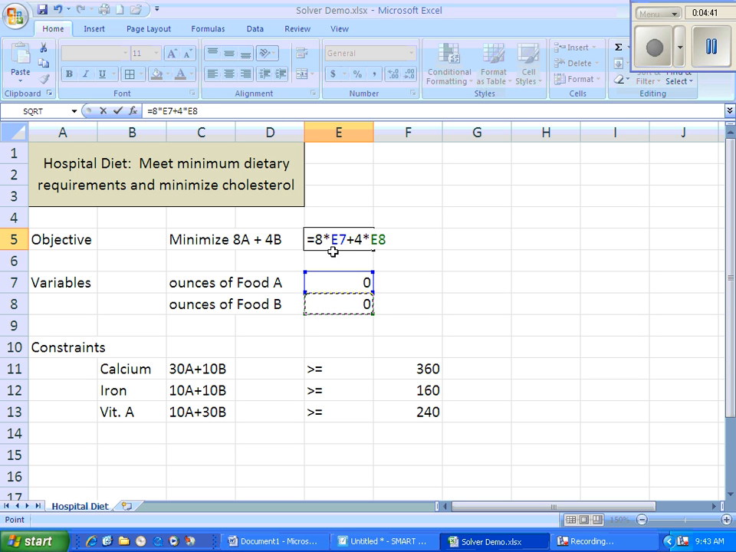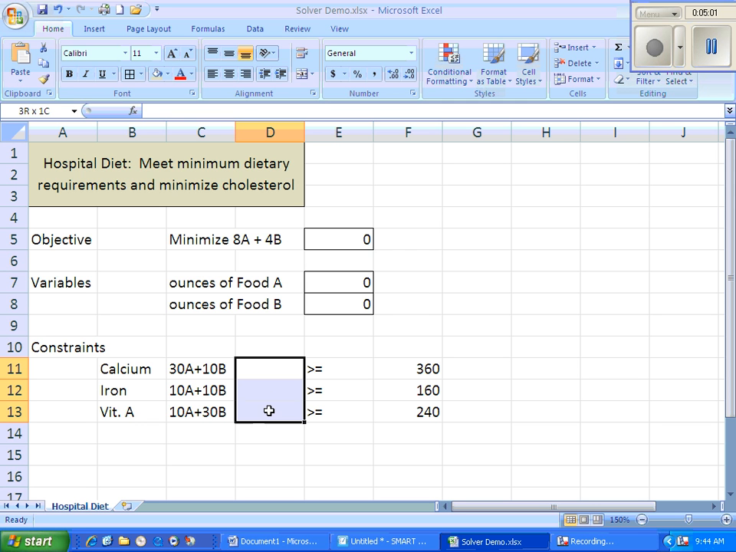8 times the cell E7 plus 4 times the cell E8, where E7 and E8 are the cells representing my variables. Now I'll translate my inequalities down here also, and whoops, let me undo that. I do that a lot. I need to remember to hit enter and finish my formula before I start a new formula in another cell. Okay, let's put that in boxes here.